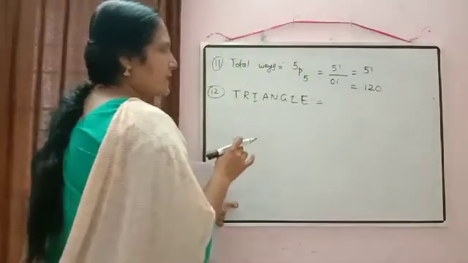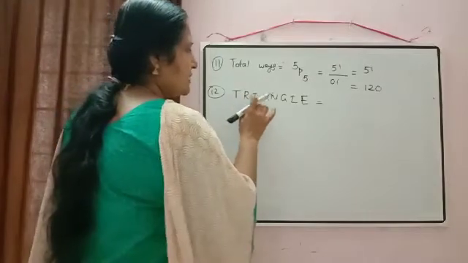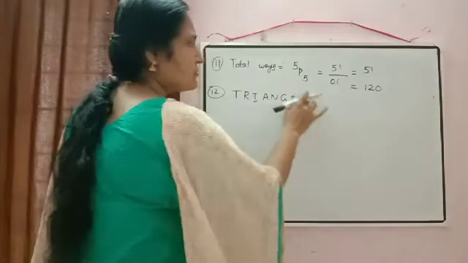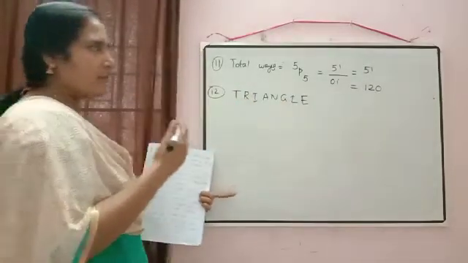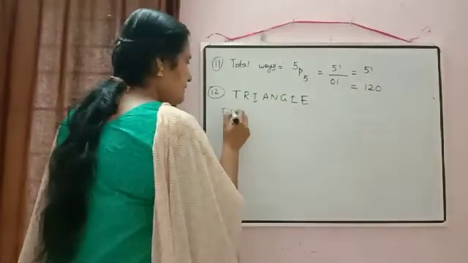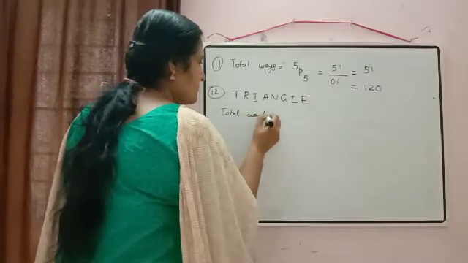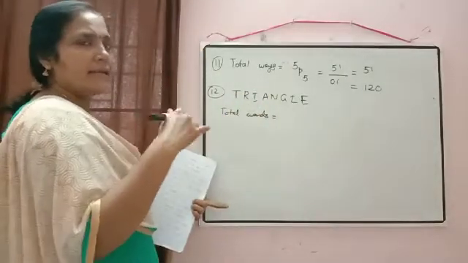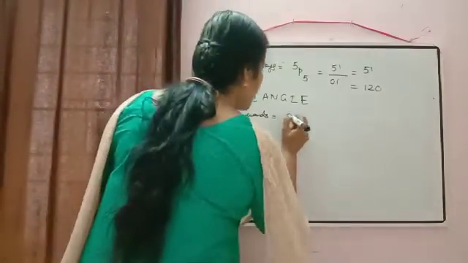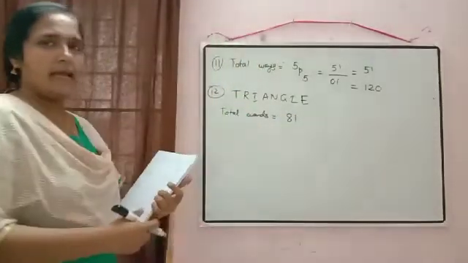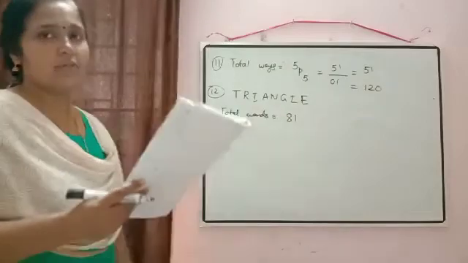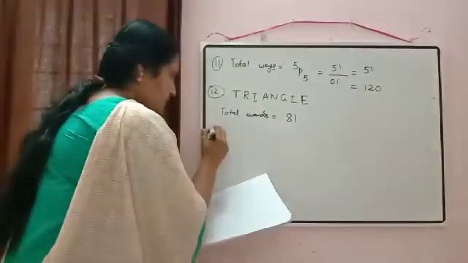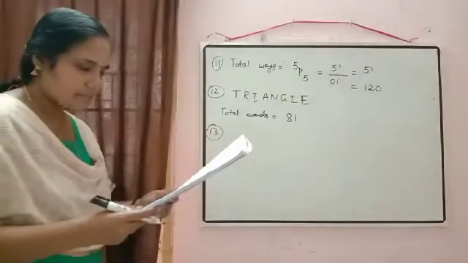So how many letters are there? Just to check. 1, 2, 3, 4, 5, 6, 7, 8. So you have to use all the 8 letters of the word triangle. So just write down there, total words is equal to 8 letters are there and we are using all 8 letters at a time. So total words will be equal to 8 factorial. And just to check what is the value of 8 factorial.